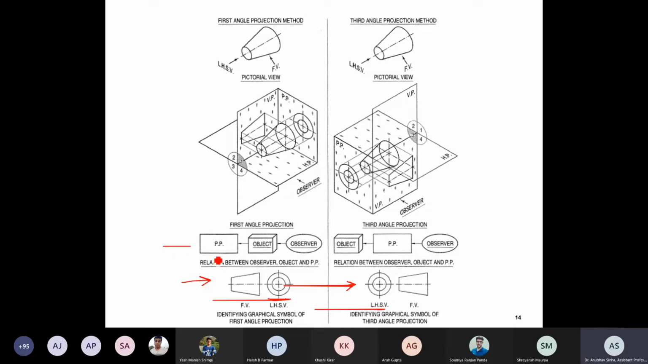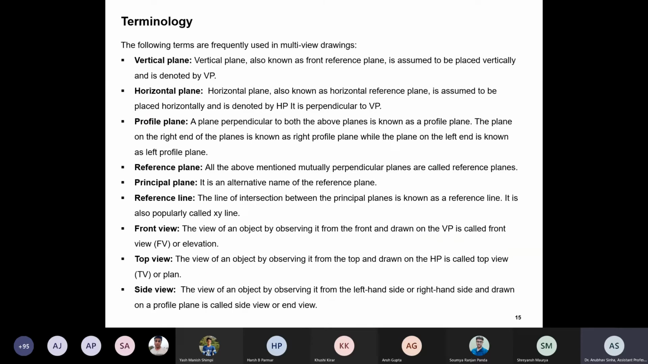And this is what we have discussed: PP, then object, then observer. Here PP is in between. PP is profile plane. Okay, so this was about first and third angle projections, and various terms are given here. I am not going to go through all this, you can read, but this is mostly what we have discussed: vertical plane, horizontal plane, and all that.